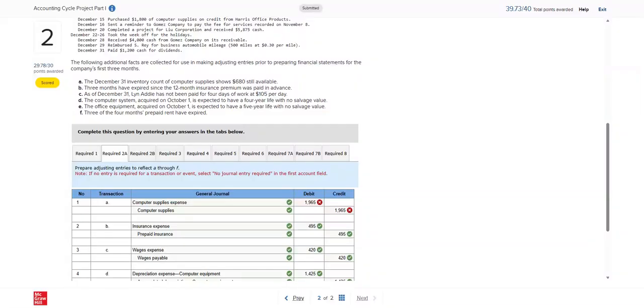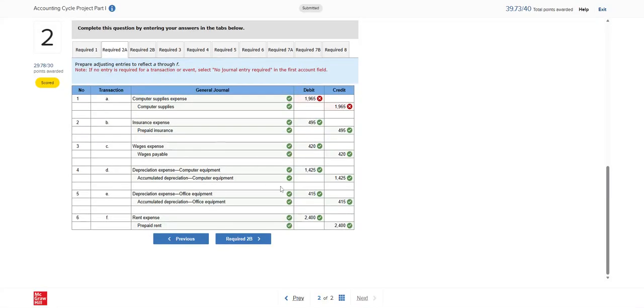Other adjusting entries include recognizing insurance that had expired during the month, recording wages that employees had earned but were not yet paid, and recording depreciation for both computer and office equipment. The company owns the office and computer equipment, so these assets lose value over time. Depreciation expense allocates the cost of the equipment over its useful life. Straight line depreciation was used to calculate these depreciation expenses.